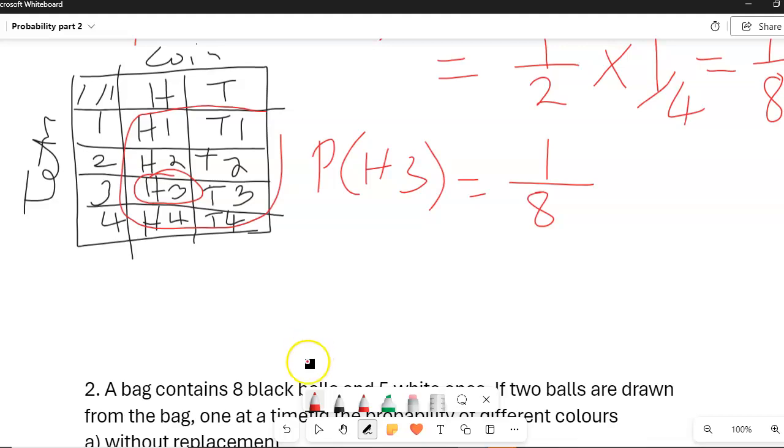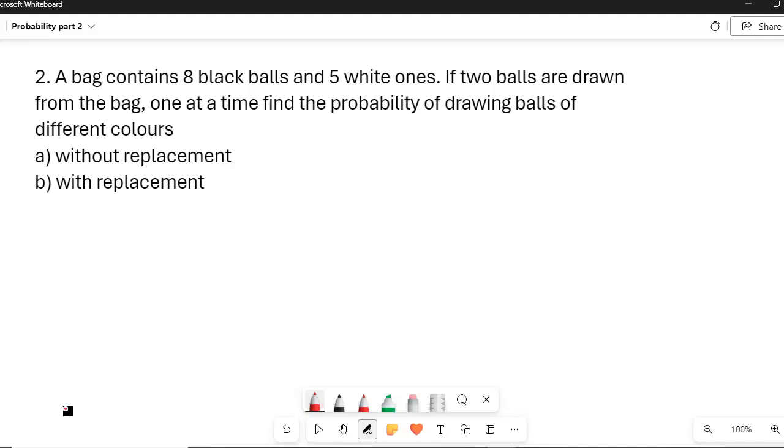So let's look at example 2. A bag contains 8 black balls and 5 white ones. If two balls are drawn from the bag, one at a time, find the probability of drawing balls of different colors. In the first case, without replacement, and the second one with replacement. So part A.